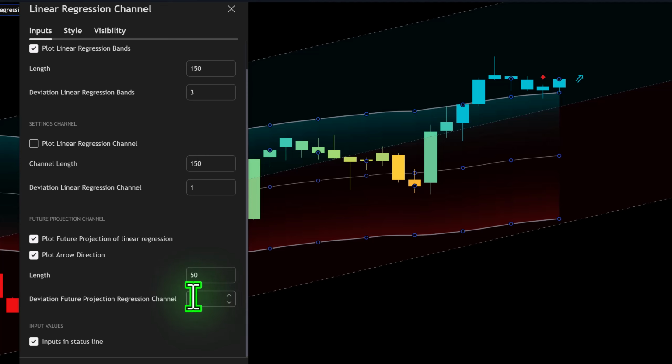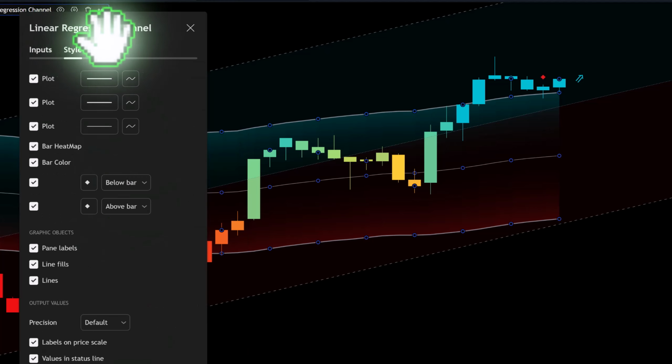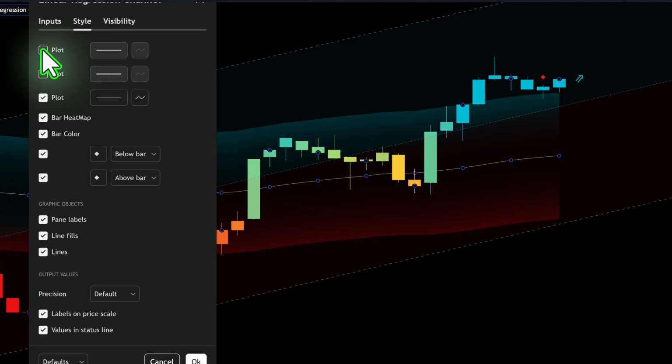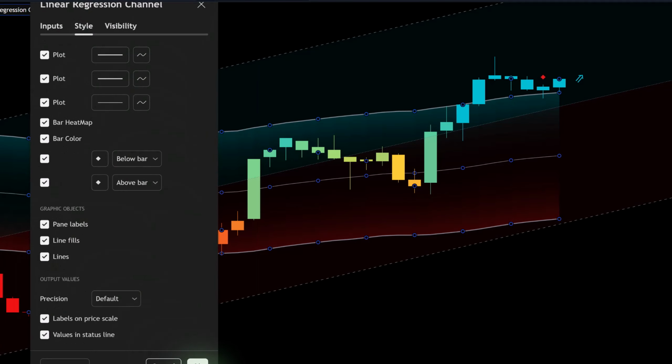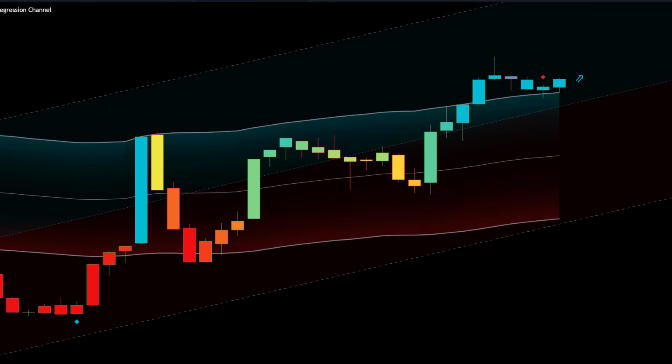projections are. And if you're someone who likes a personalized chart setup, head over to the Style tab. You'll find plenty of visual toggles here, from adjusting plot lines and band fills to turning on or off bar heat maps, diamond signals, labels, and more. Once you've customized it to your liking, just click OK, and you're good to go.